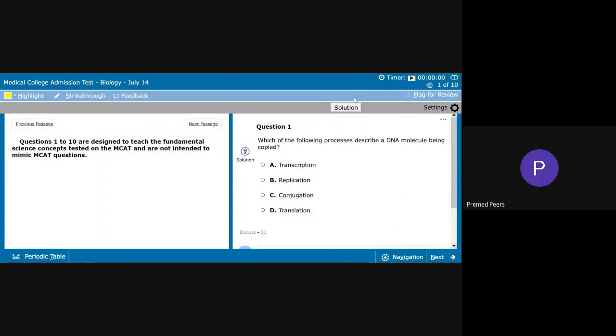Did anyone have any problems with question 1? No, this one was easy. Okay. What did you get for number 1? Being copy would be replication. So B. Right. Was this one easy for everyone? Okay. I'll keep going then.